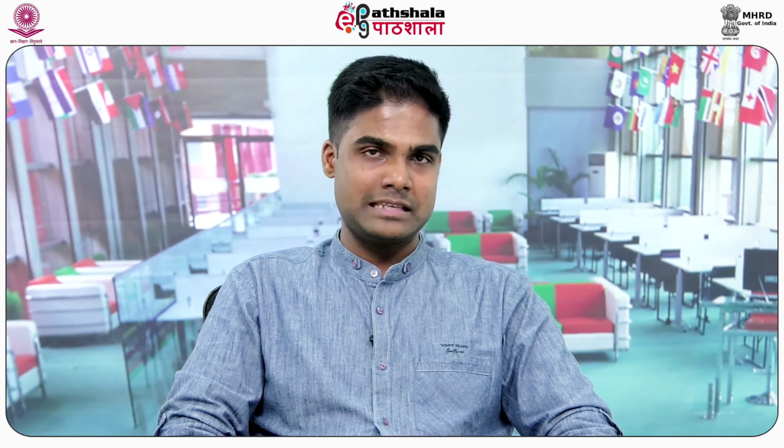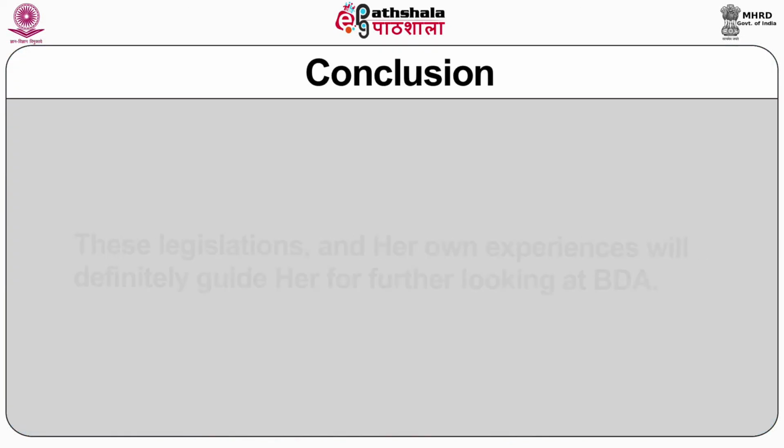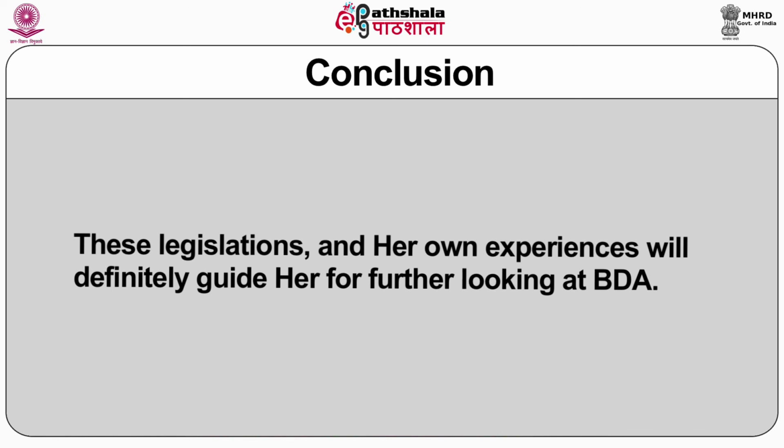These two legislations point to the fact that being a party to the CBD can mean having a legislation with more rights to farmers and those who hold biological resources than what is envisaged under the CBD. The Indian Act, on the contrary, has created a poor legislation out of the CBD with no rights to the indigenous people or local communities like the farmers. However, it is not too late for India to opt for better. These legislations and its own experiences will definitely guide India for further looking at the Biodiversity Act.